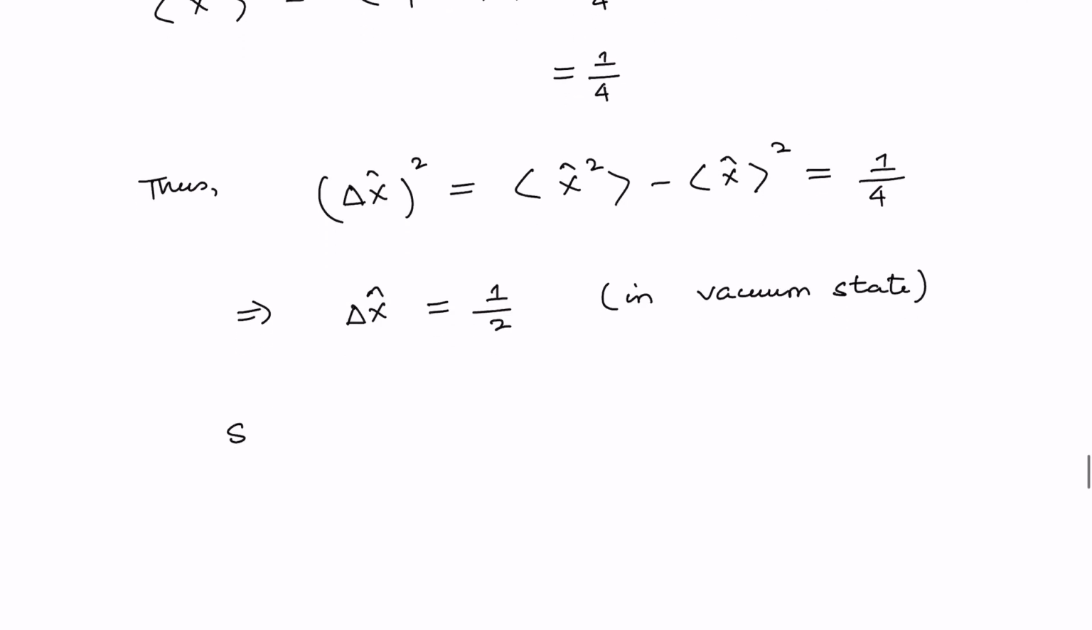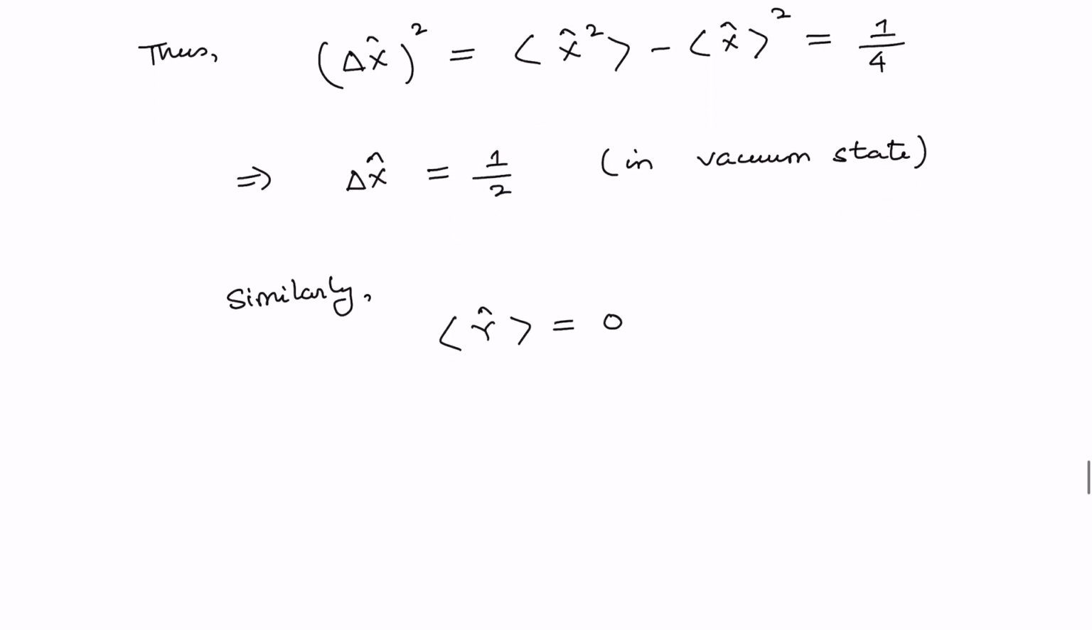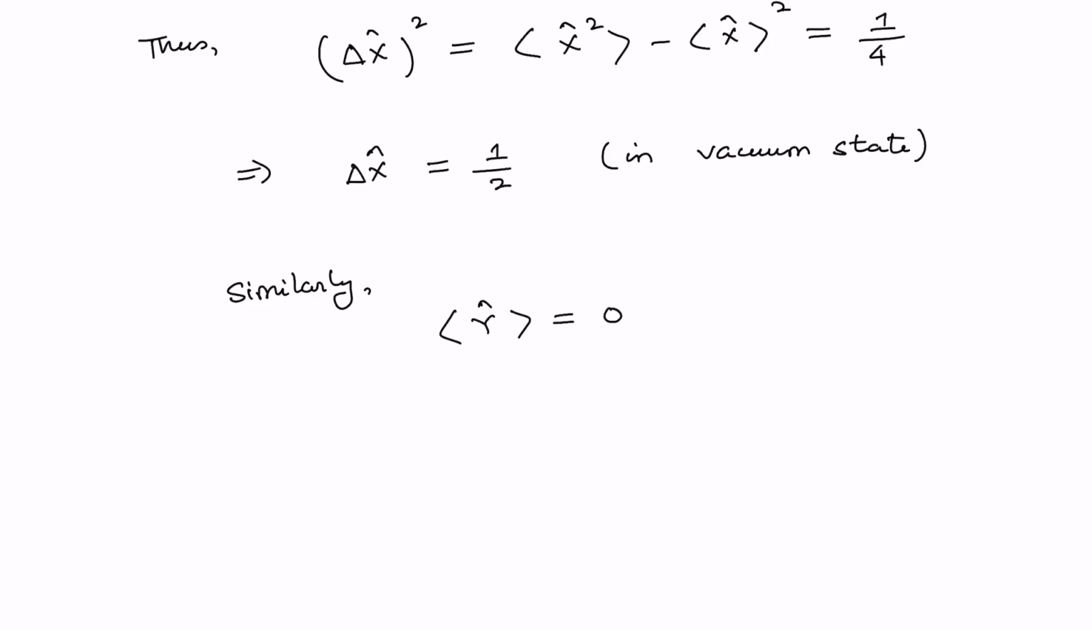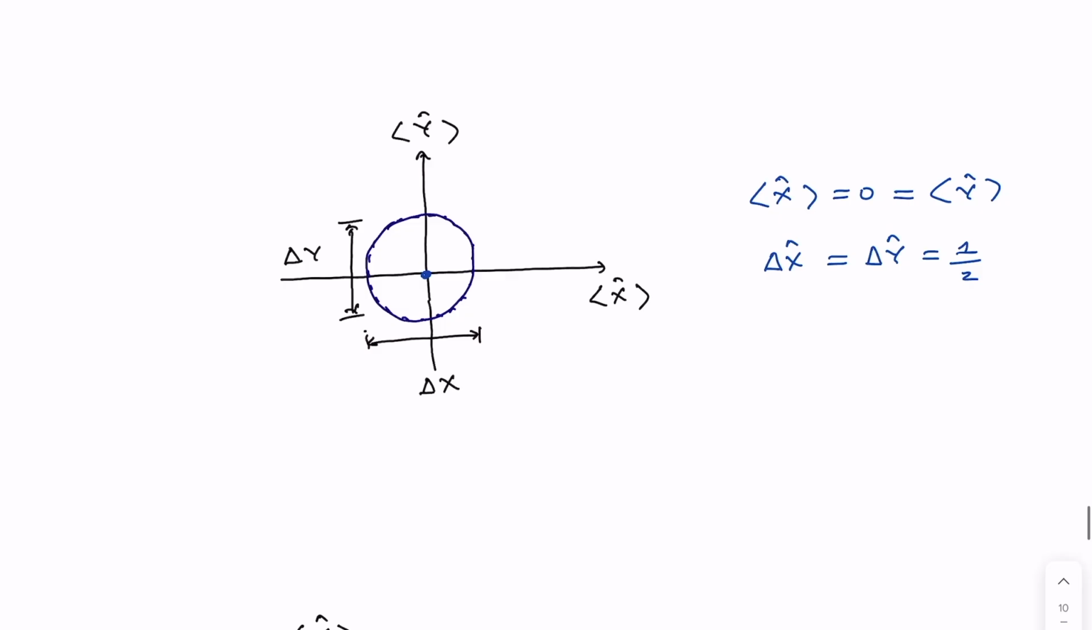Similarly, for the quadrature operator y, you already know that the expectation value of quadrature operator y in the vacuum state is 0, and delta y, the uncertainty, you can also calculate, and you are going to get it to be 1/2 for the vacuum state. All right, so this you can again plot in the xy diagram here, this is what I have done for the vacuum state.